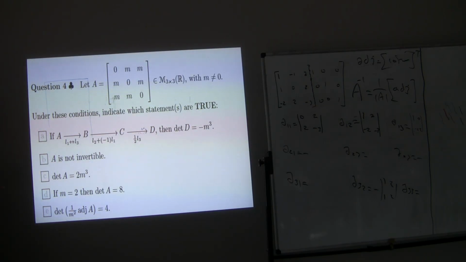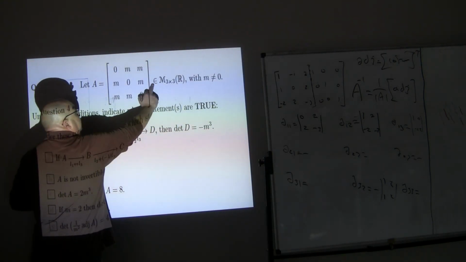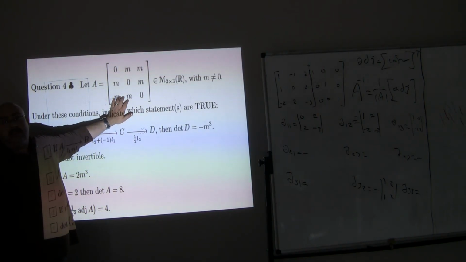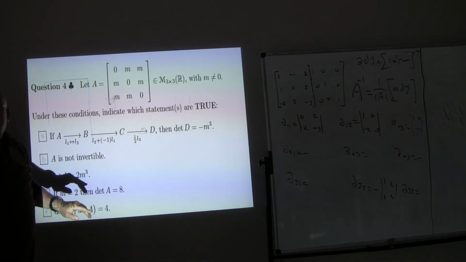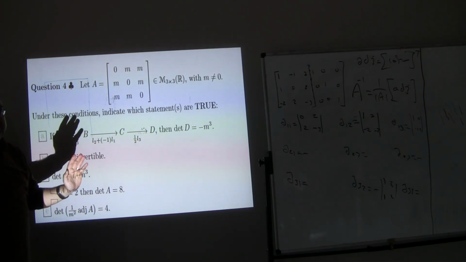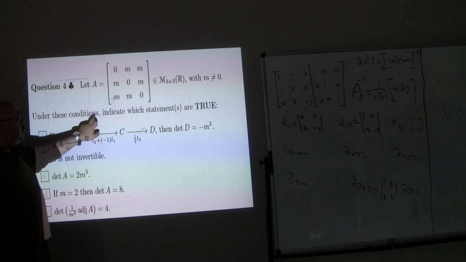He will start with you: let A be a matrix, which is 0, m, and so on. And it belongs to the 3 by 3 matrices, which we already know. And m belongs to R, the set of real numbers, with m not equal to 0, which means these values are not 0, so it's not a null matrix. If he didn't give you this, the 3 by 3 could be a 0 matrix or contain a complete row of zeros. So you already forbid all of this. Under this condition, indicate which statements are true.